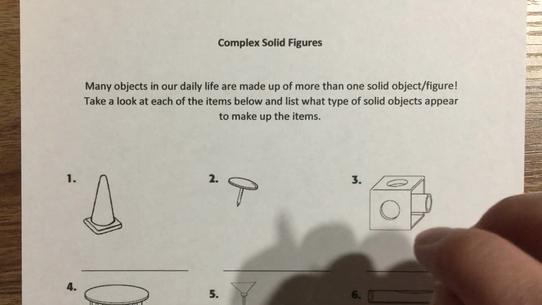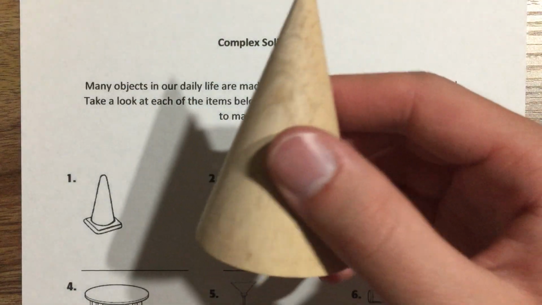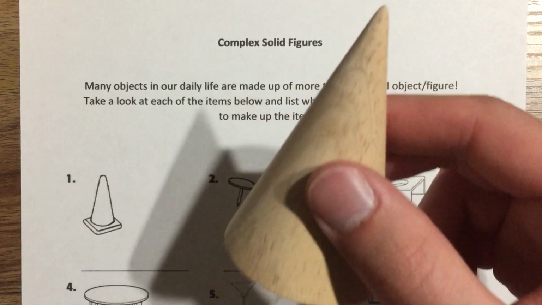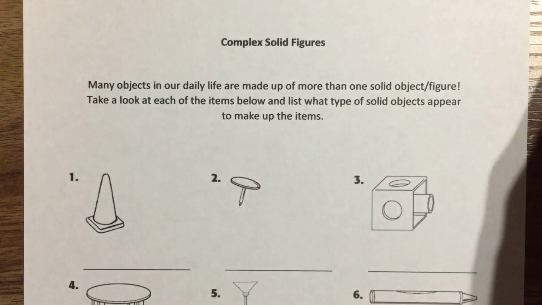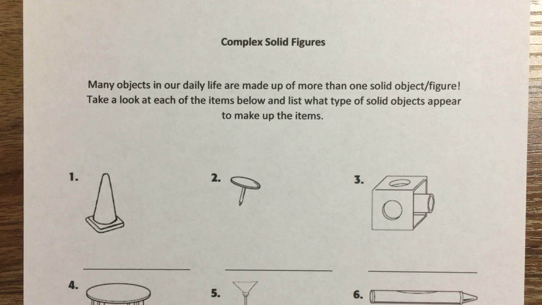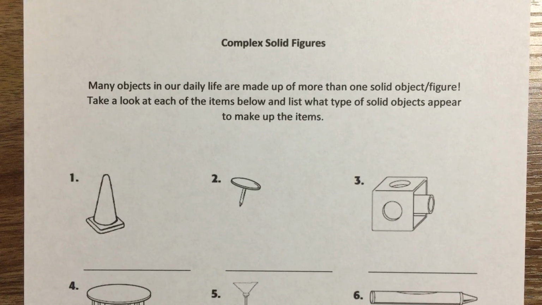However, in your daily life, you don't always just randomly see a cone, let's say. You wouldn't just see a cone like this sitting alongside the road. You would see something like you see in number one. It doesn't just have a cone, it's got another type of three-dimensional object. So, we're going to go through a few of those examples. This is going to be a pretty short video.